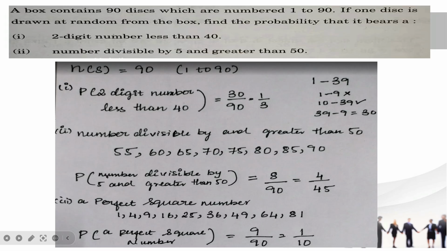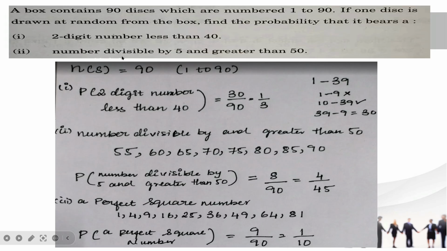So the probability of getting a number divisible by 5 and greater than 50: you should exclude this 50. Remember, less than, greater than means you should exclude that number. I saw people including that number also and writing the wrong probability. So how many were there? 1, 2, 3, 4, 5, 6, 7, 8. So 8 out of 90. If you cancel in the 2 table, you will get 4 by 45.